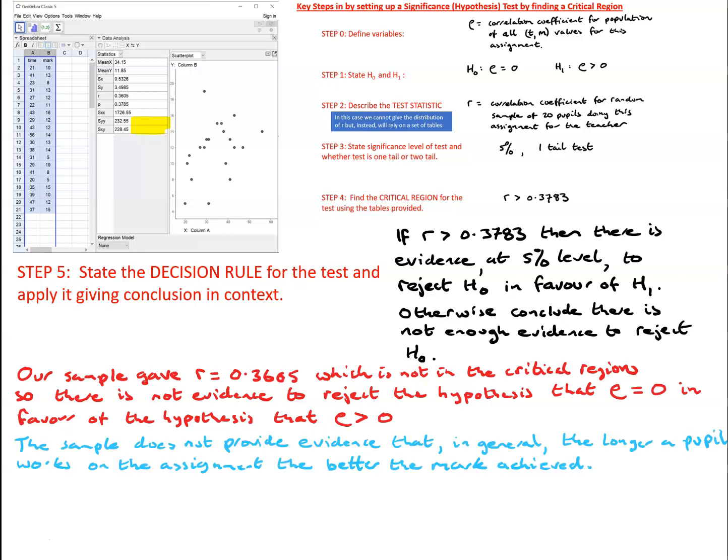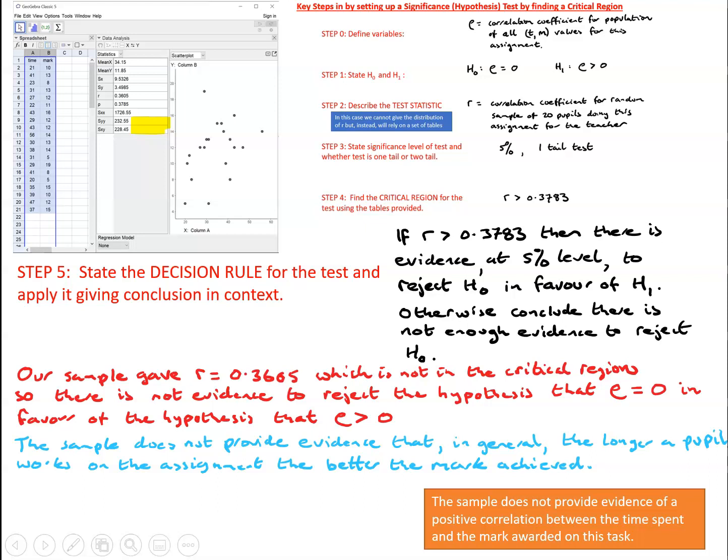So the sample does not provide evidence that the longer a pupil works on the assignment, the better the mark achieved. Or equivalently, we can say that the sample does not provide evidence of a positive correlation between the time spent and the mark achieved on this task.